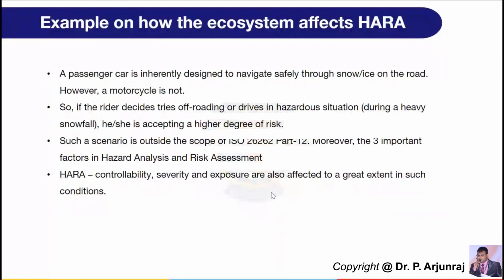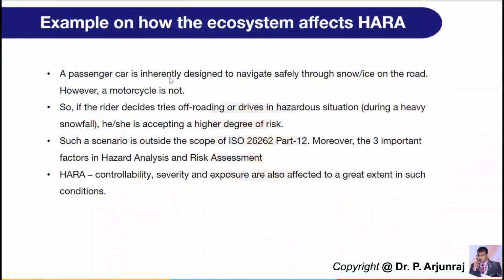This is an example of how the ecosystem affects the risk. Say, for example, a passenger car is inherently designed to navigate safely through snow or ice on the road. However, a motorcycle is not. So a motorcycle is totally different.